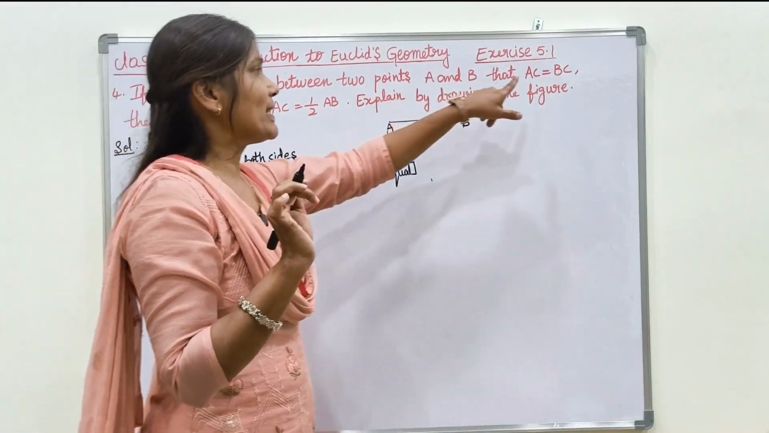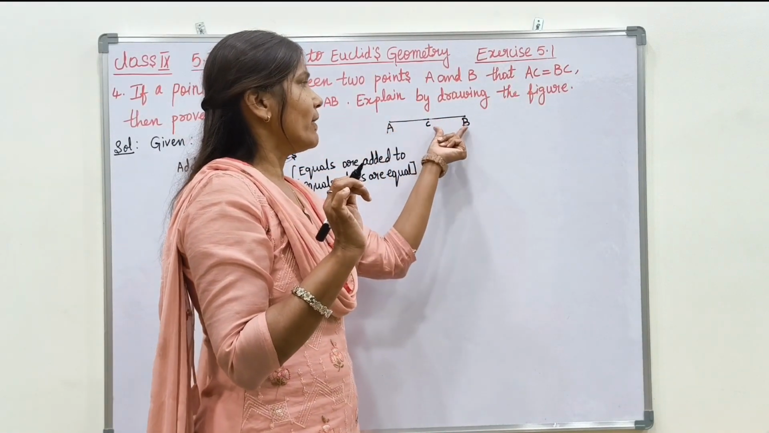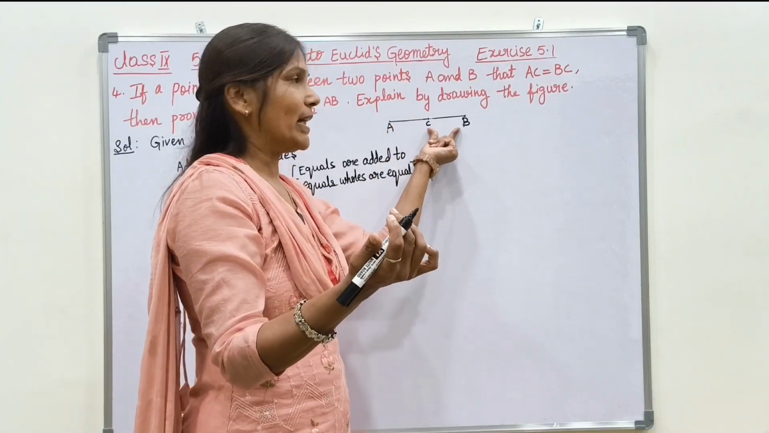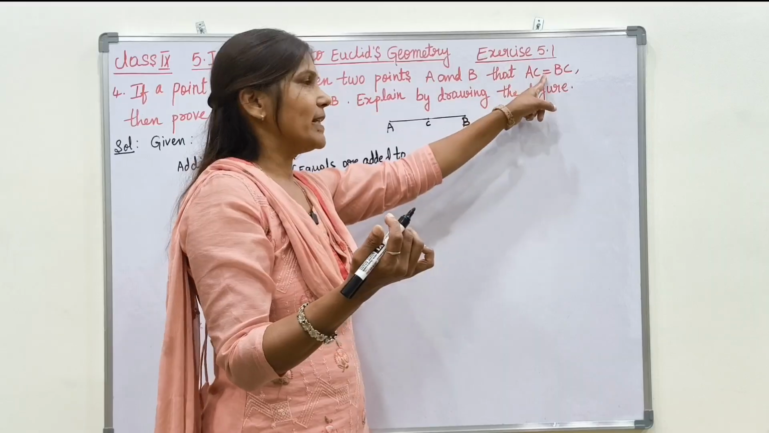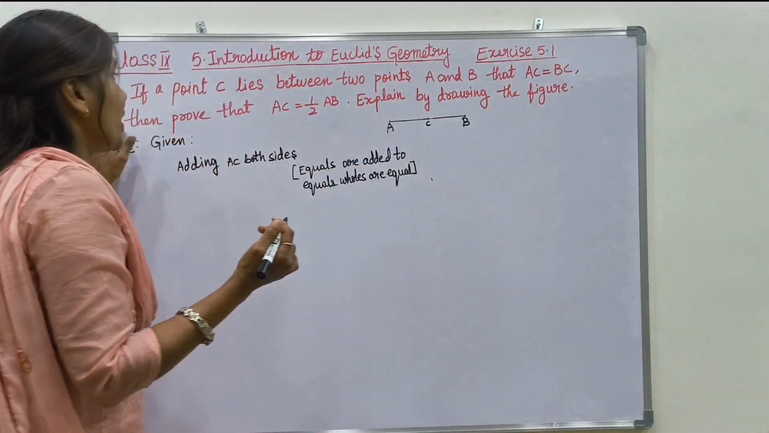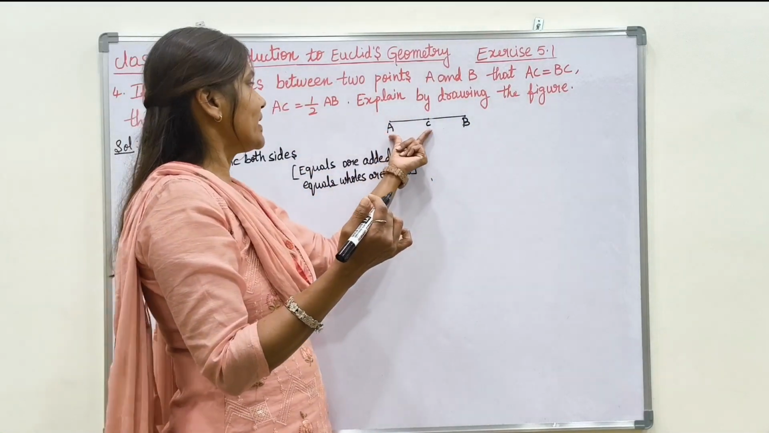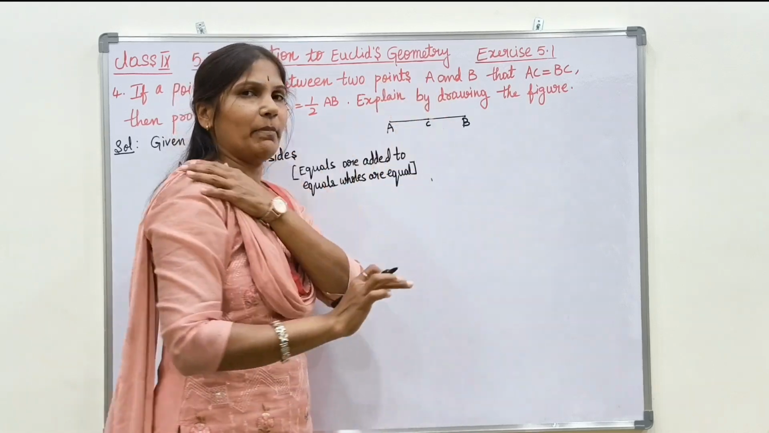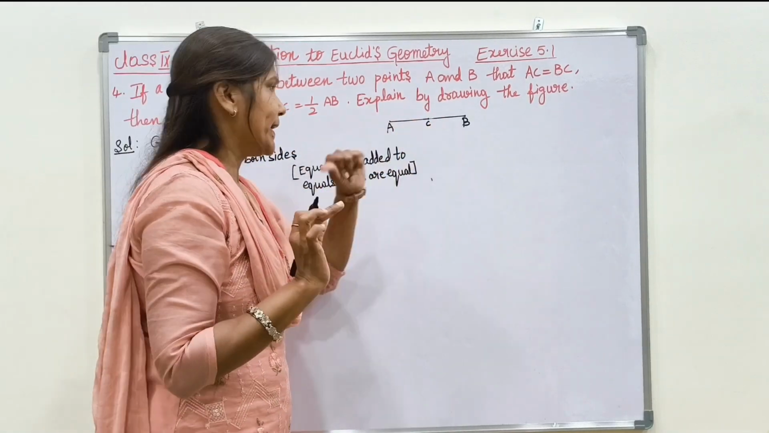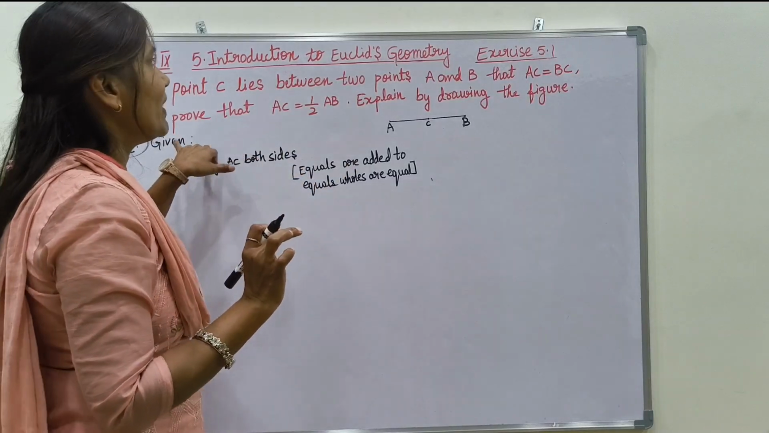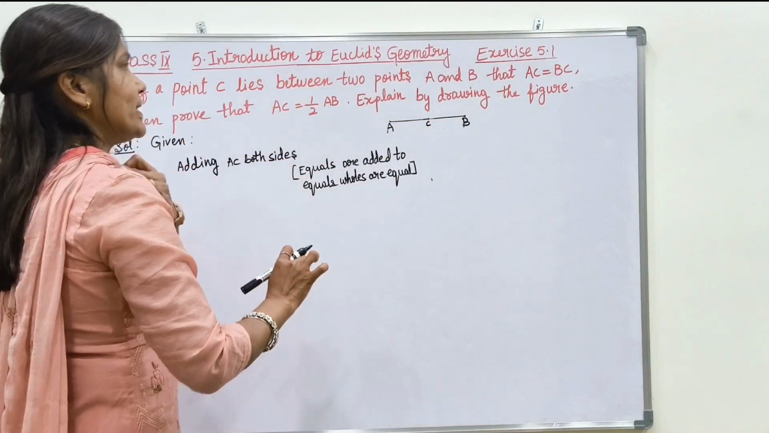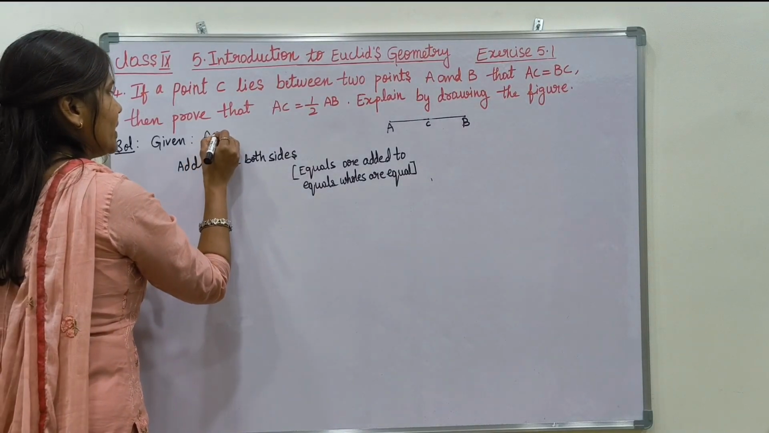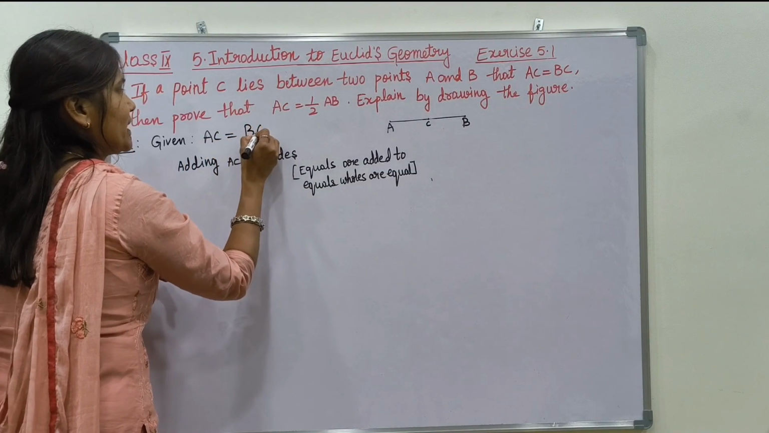So what is given in the question? AC is equal to BC. This is the midpoint, so both measurements are equal. AC is equal to BC is given in the question. Now what do we have to prove? AC is equal to half of AB. This we have to prove. First you draw the diagram. Next, we will take what is given in the question: AC is equal to BC. This given we will use. So in the given you write AC is equal to BC.